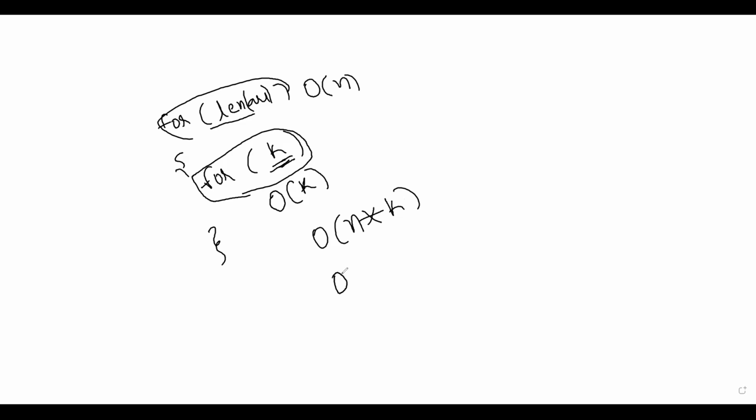So what is the space complexity? Space complexity of that algorithm is O of 1, since we did not declare anything. Did we declare anything? No, we did not, right? Okay. So this is your brute force approach. This is called the brute force approach.